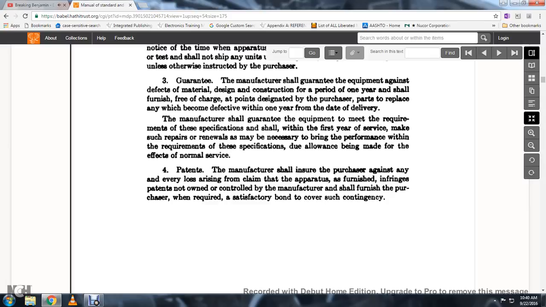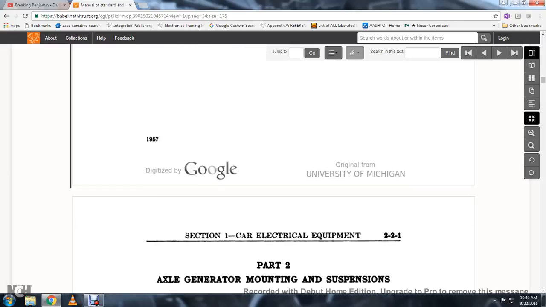4. Patents. The manufacturer shall insure the purchaser against any and every loss arising from a claim that the apparatus furnished infringes on patents not owned or controlled by the manufacturer, and shall furnish the purchaser with a satisfactory bond to cover such contingency.